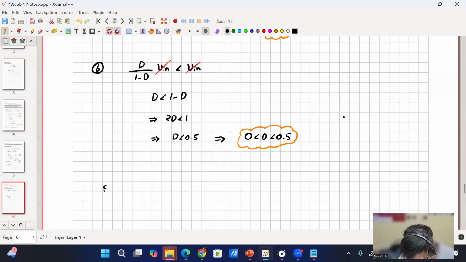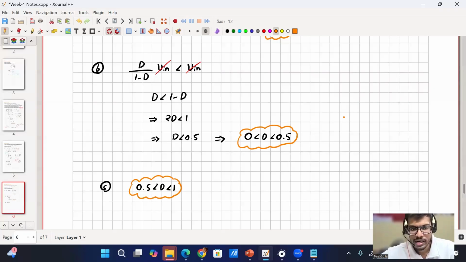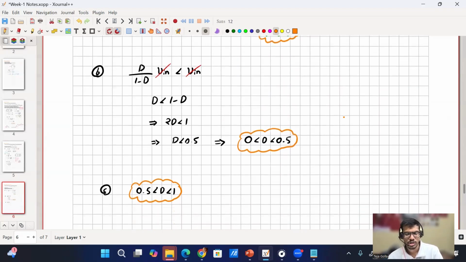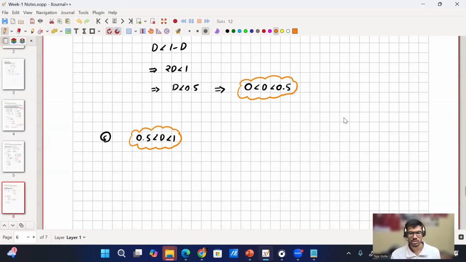Similarly, for the other condition, greater than, we'll get 0.5 less than D less than 1, the other region. If you consider the magnitude, if we are trying to step up, then mod V naught should be greater than V in, then duty ratio should be greater than 0.5. Similarly, if you are stepping down magnitude wise, then mod V naught will be less than V in, then duty ratio should be less than 0.5. Accordingly, we can choose the duty ratio. So in buck boost, we will be able to do both the step up as well as step down operation, and that's why the name buck boost.